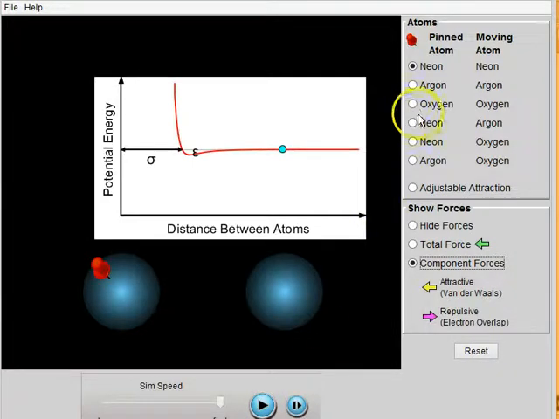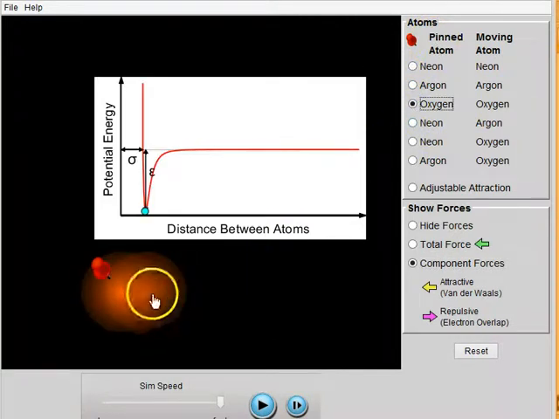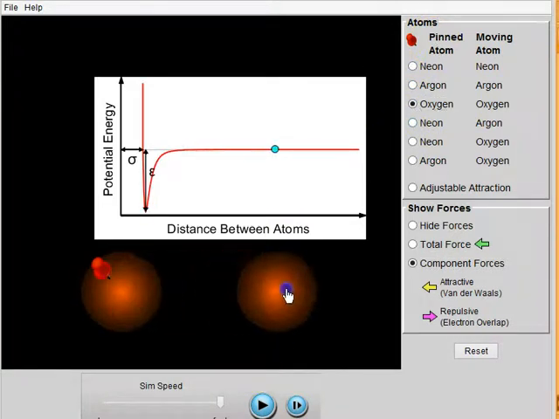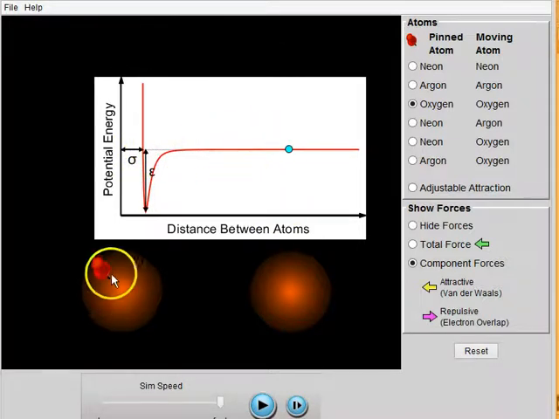So I will select the atoms to be oxygen, the pinned atom and the moving atom both oxygen. Now that I've done that, I want to move it away at this point, and I have checked this component forces box. So note that the potential energy should be 0, which is cool. This red line is in line with the 0, that small thin line. So you agree with that? Its potential energy is 0 at a distance far away from the pinned atom. Make sense? Yeah, it makes sense.